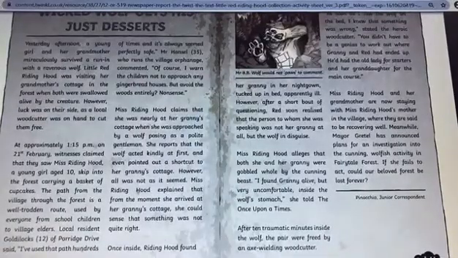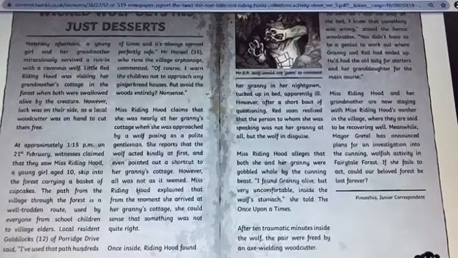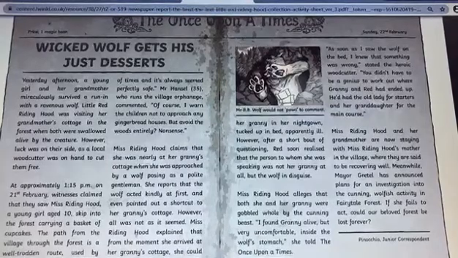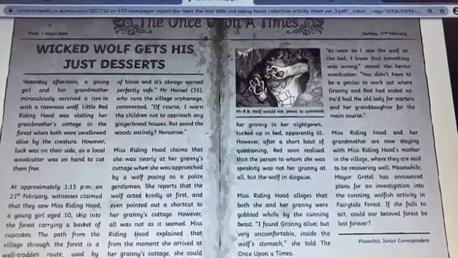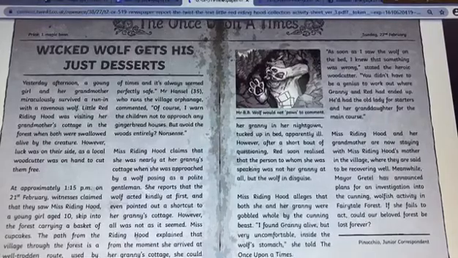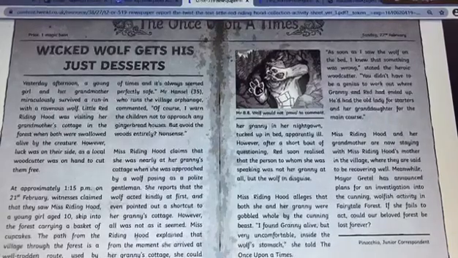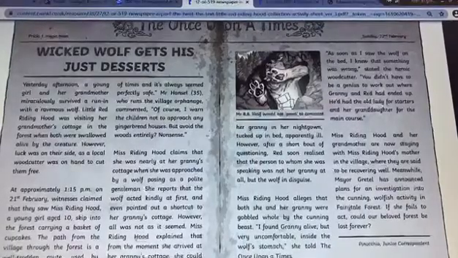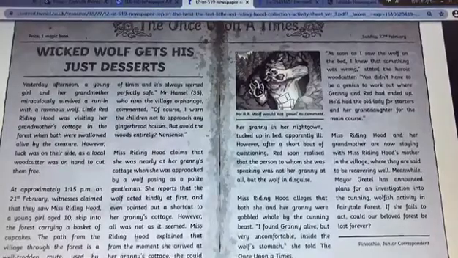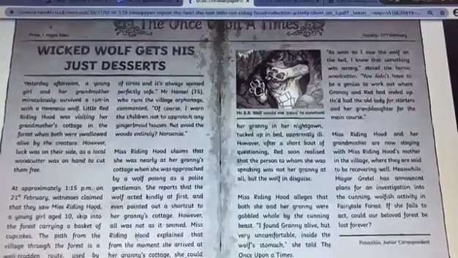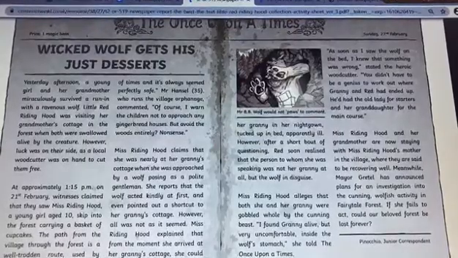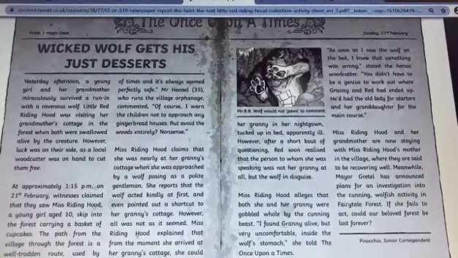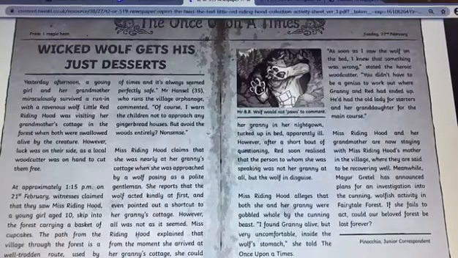After 10 traumatic minutes inside the wolf, the pair were freed by an axe-wielding woodcutter. "As soon as I saw the wolf on the bed, I knew that something was wrong," stated the heroic woodcutter. You don't have to be a genius to work out where Granny and Red had ended up. He'd had the old lady for starters, and her granddaughter for the main course. Miss Riding Hood and her grandmother are now staying with Miss Riding Hood's mother in the village, where they are said to be recovering well. Meanwhile, Mayor Gretel has announced plans for an investigation into the cunning wolfish activity in Fairytale Forest. If she fails to act, could our beloved forest be lost forever?